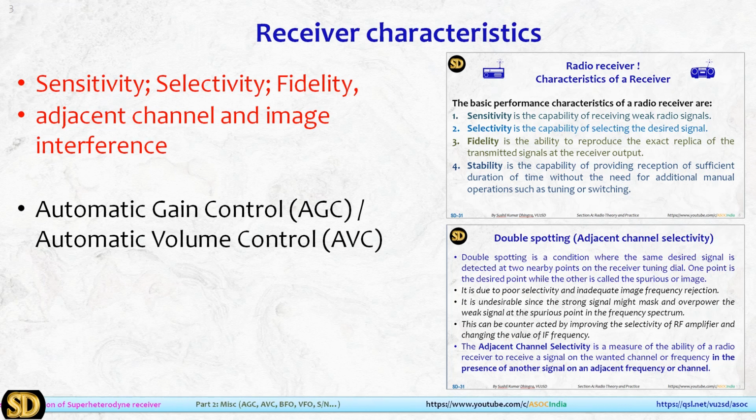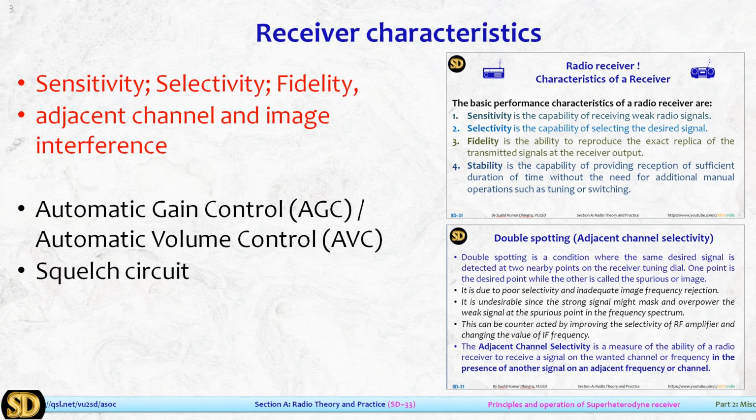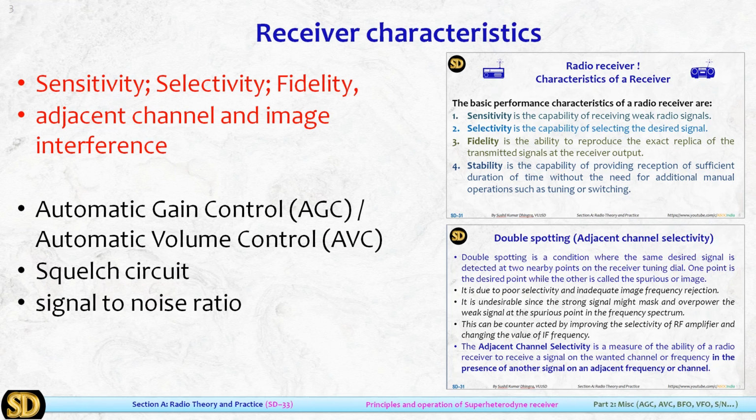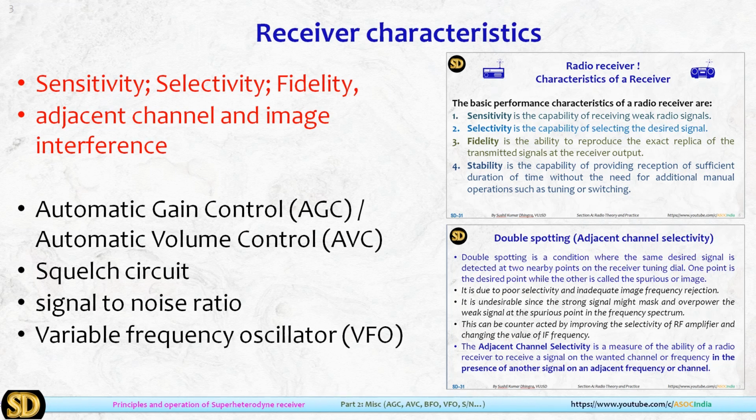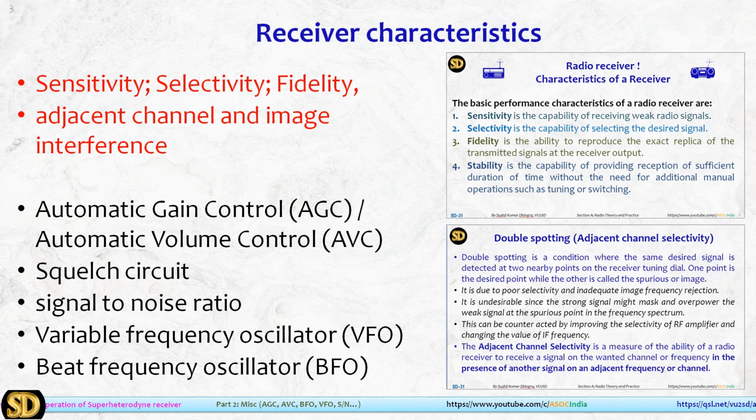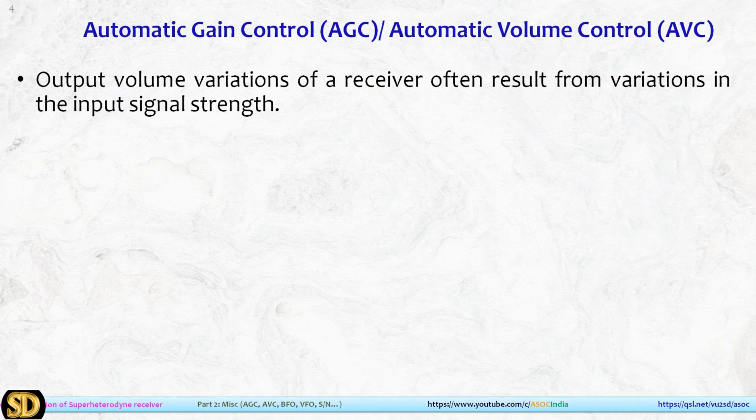And now I am coming to other stages: Automatic Gain Control, also called AGC; Automatic Volume Control, also called AVC; Squelch circuit; signal to noise ratio. I am going to repeat it: VFO, variable frequency oscillator; same way BFO, beat frequency oscillator. First I am coming to the terms AGC and AVC.